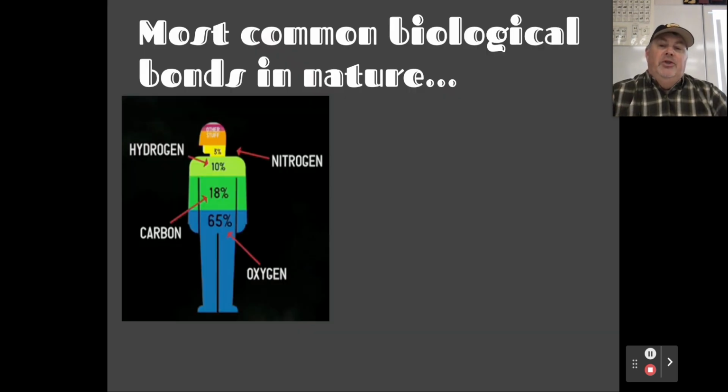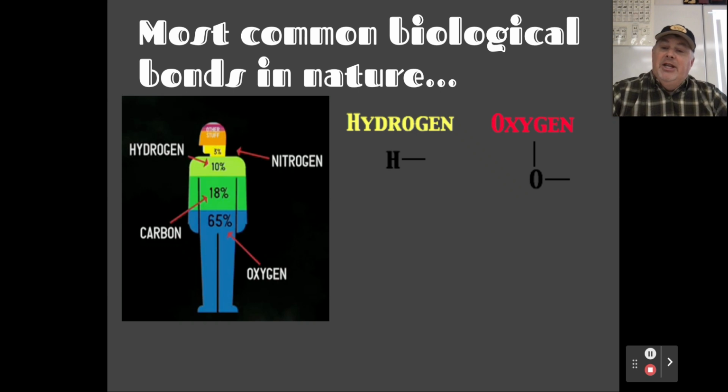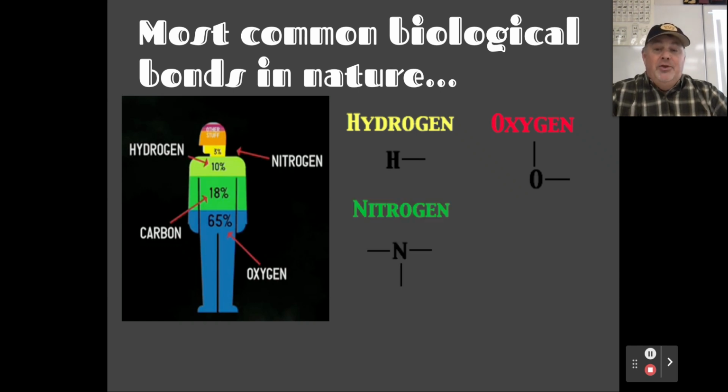So what this leads to is the most common biological bonds in nature, which in our case are all going to be nonmetals. I said hydrogen was one. Hydrogen makes up about 10% of us. A second is oxygen. Oxygen makes up about 65% of all the elements in our body. Nitrogen has about 3% of all these bonds and molecules that exist in our bodies. And then, of course, carbon. Carbon is about 18%.